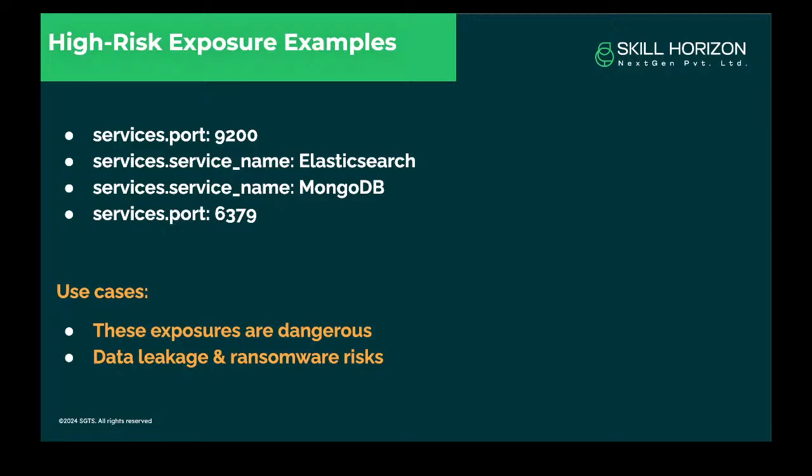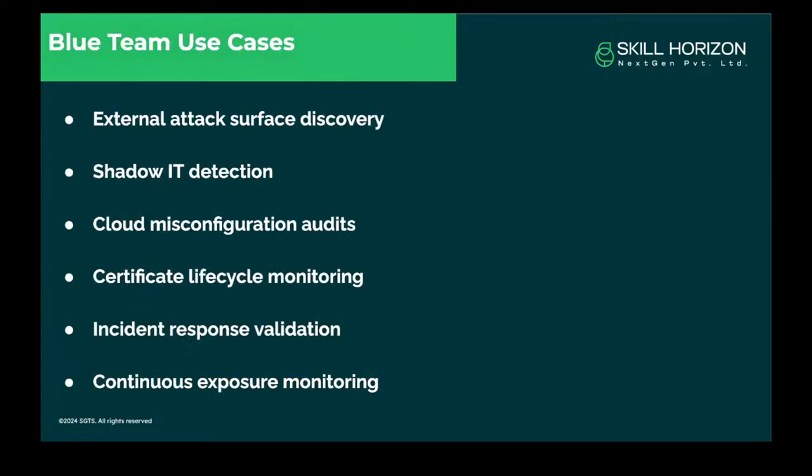So these are some high risk exposure examples. With services.port, these particular things you need to check in your endpoint, target, organization or IP, like port 9200 Elasticsearch, MongoDB, port 6379. If the service or port number is exposed in your organization, these are considered dangerous protocols or dangerous services. In all of those, there are chances of data leak or ransomware risk. So we have to check that out.